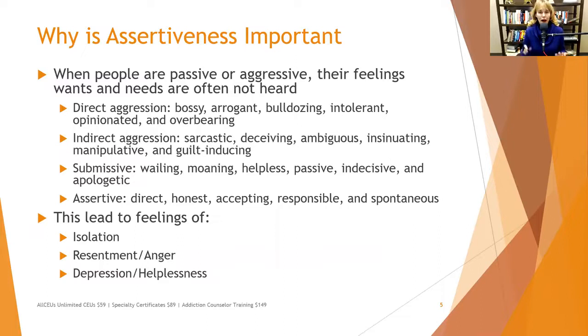Indirect aggression, or passive aggression, if you want to call it that: sarcastic, deceiving, ambiguous, insinuating, manipulative, and guilt-inducing. So indirect aggression can be kind of the martyr play. There are a lot of different ways that people can express their displeasure and try to control another person without being overtly aggressive. Submissiveness can look like wailing, moaning, helpless, passive, indecisive, apologetic, or just not, well, I guess it kind of goes along with passive, not even having an opinion about things. Whatever, I don't care, whatever you want. People have opinions. You may not have opinions about everything.